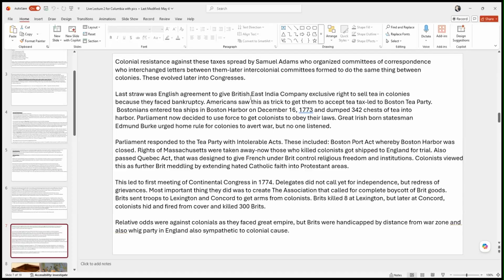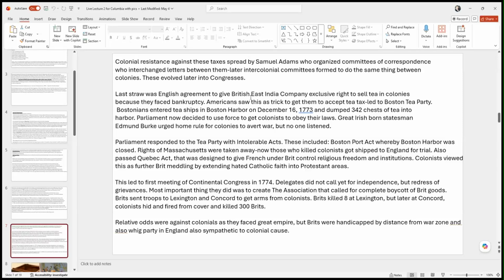A number of these American colonists who were opposed to this tea tax got onto British ships that were anchored in Boston Harbor with tea on them, and they dumped 342 chests of tea into the harbor. This was the last straw for the British Parliament. Great Britain now imposed military law on the colonies. They sent more soldiers in.